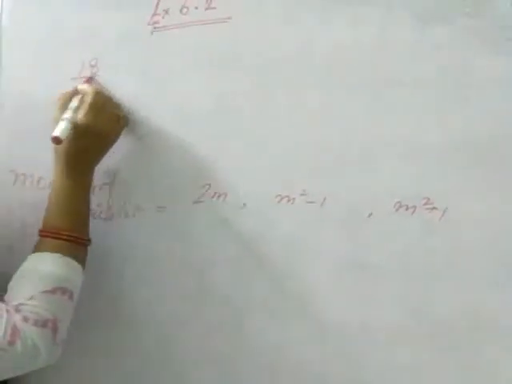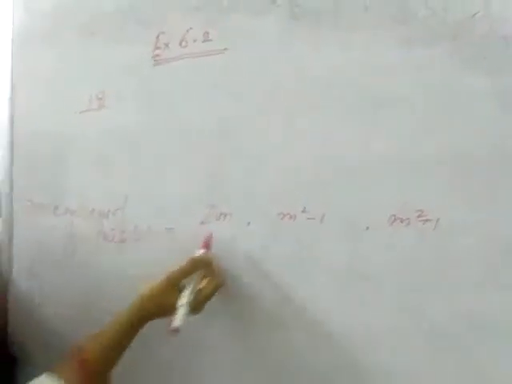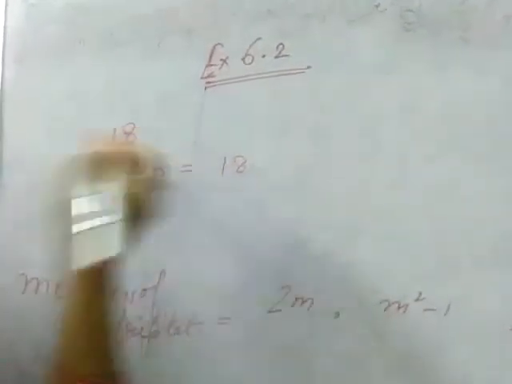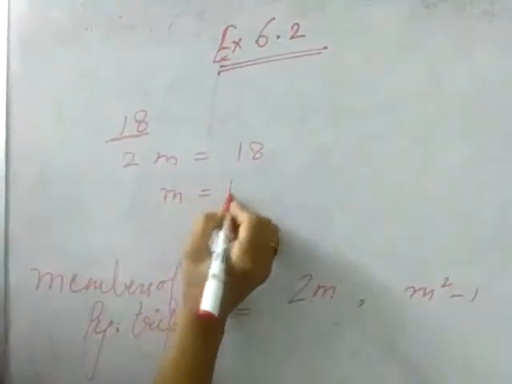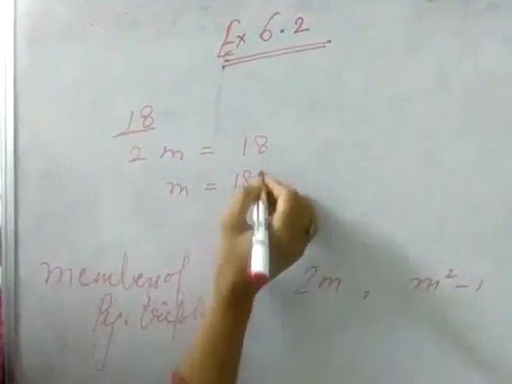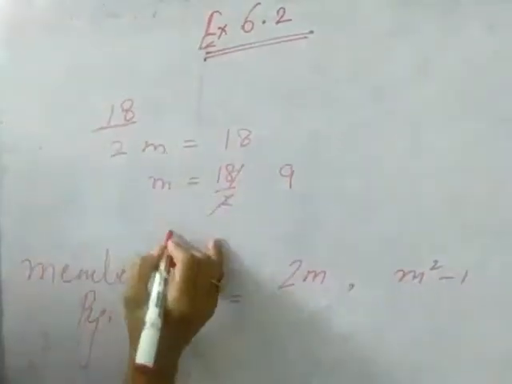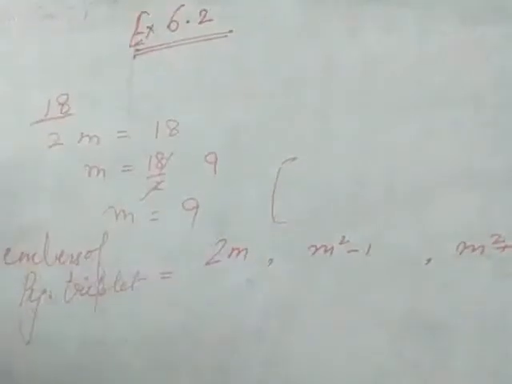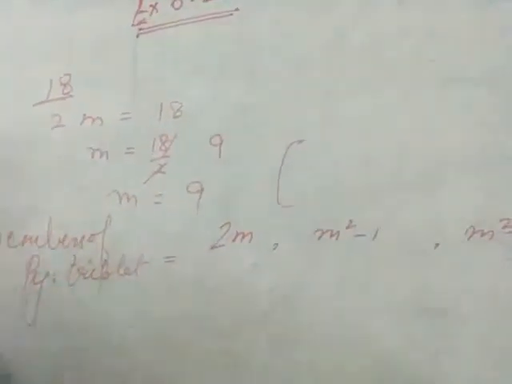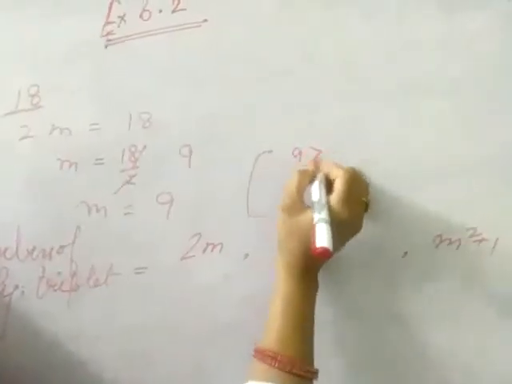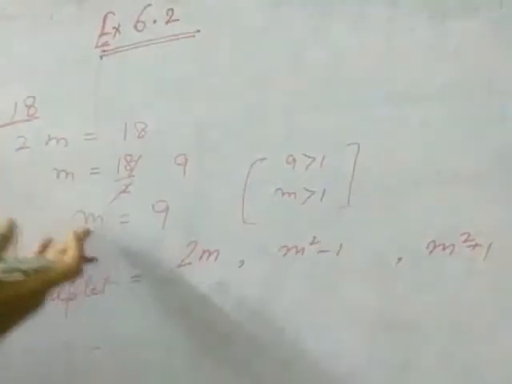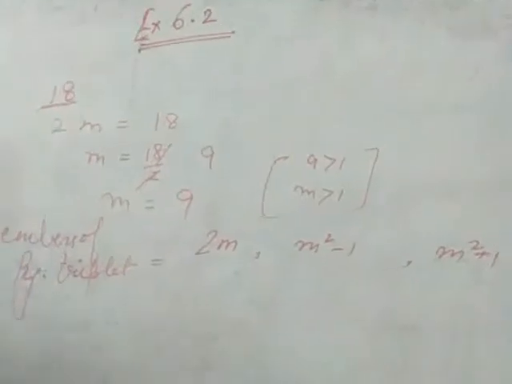Now one of the members is given. So first of all you will be putting it in the smallest number. So we can say that 2m is equal to 18 and solve for this. m is equal to 18 by 2, cancel out and you get 9. It means m is equal to 9. Now here, is m greater than 1 and is it a natural number? Yes. 9 is greater than 1. This implies m is greater than 1. Hence this value is verified for us.